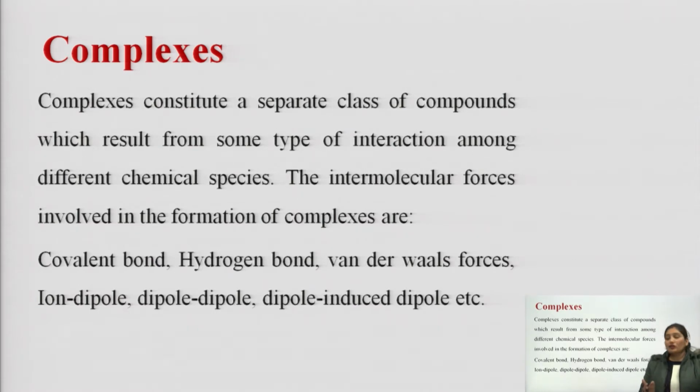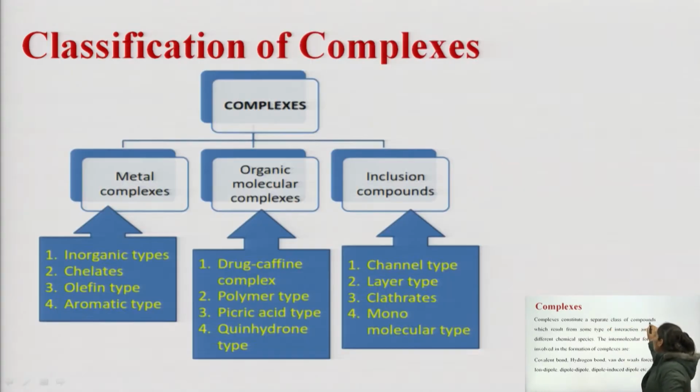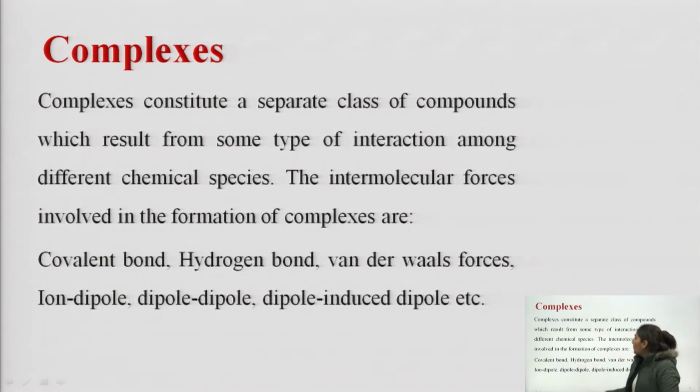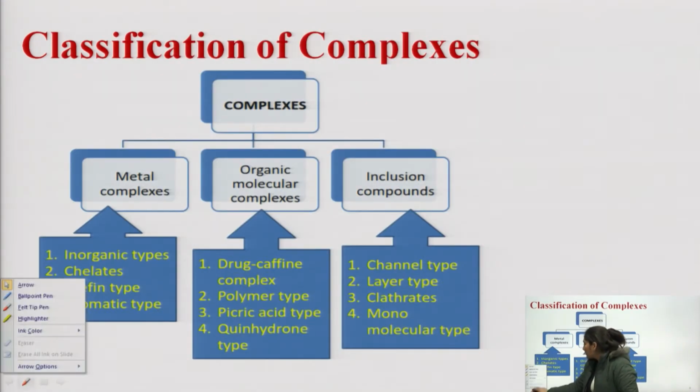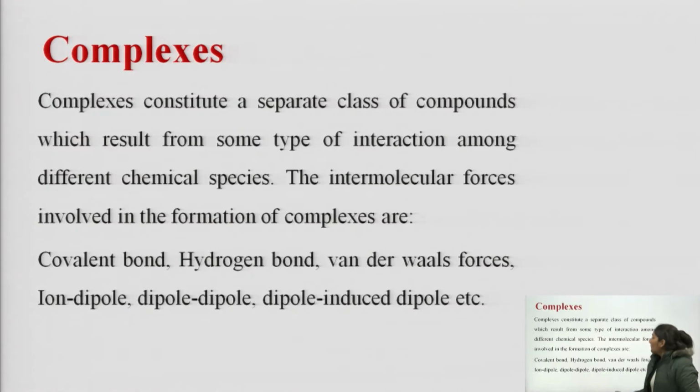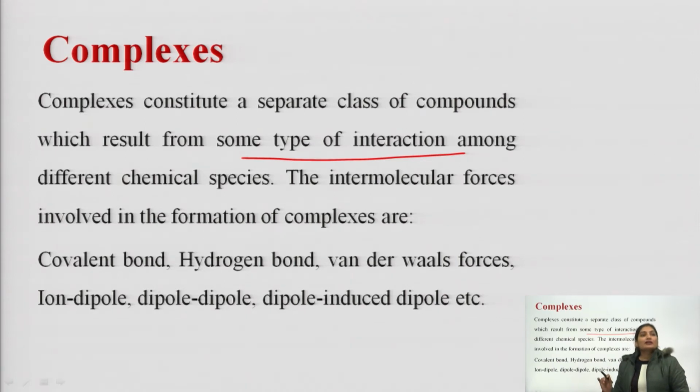The complexes constitute a separate class of compounds which result from some types of interaction among the different chemical species. Means there is involvement of some types of interaction, some types of bondings between the different chemical entities that result in the formation of a complex compound or complex entity or complexes.